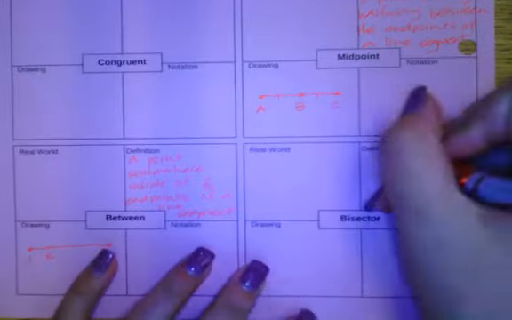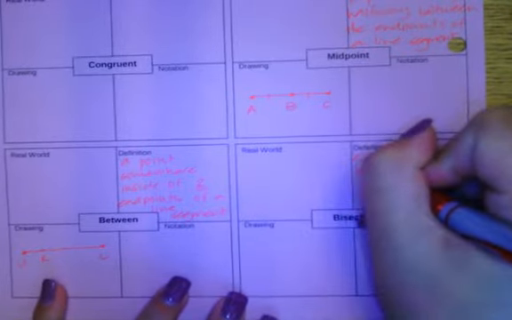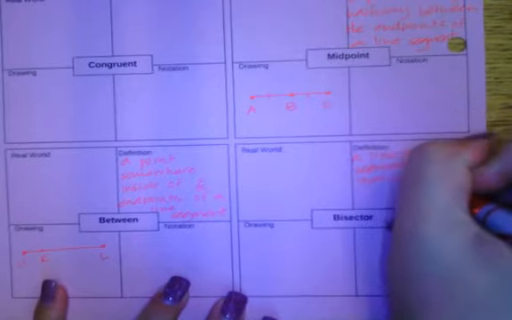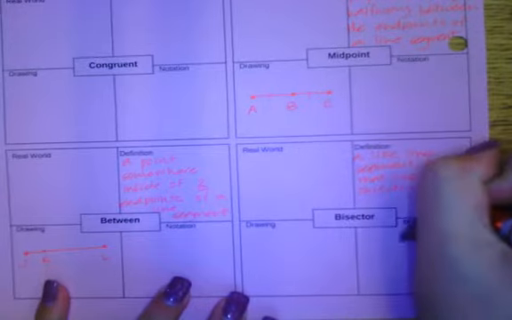Okay, last one is bisector. What does it mean for something to be bisected? Cut into two. Okay, so it could be a line or a line segment, or a ray, but it cuts an object into two equal parts. So, a line, segment, or a ray that cuts an object into two equal parts.